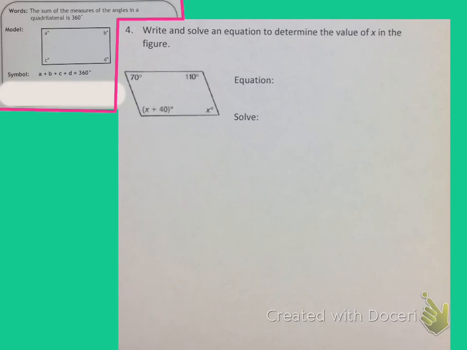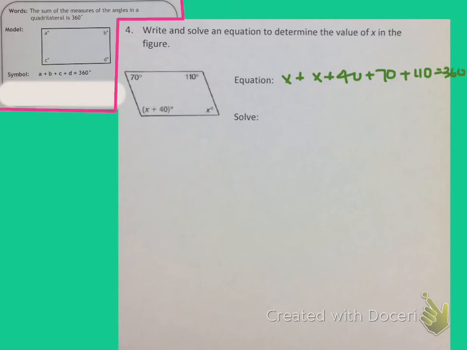Write and solve an equation to determine the value of x in the figure. Now again, it's a quadrilateral, so the sum of all the angles will be 360. So if I take all of the angles and add them up, they should equal 360. So let's do x plus 40, because that was one of the angles, plus 70 plus 110 equals 360.